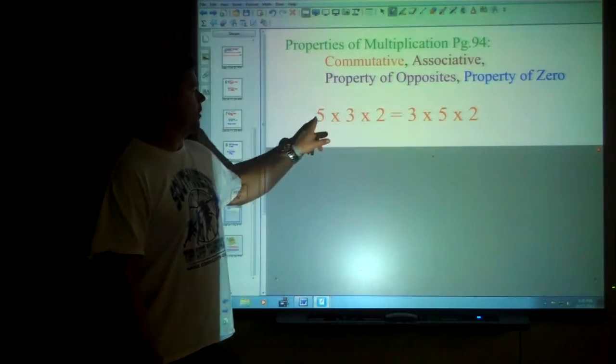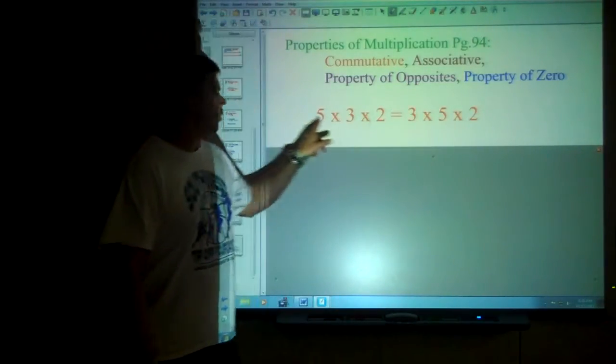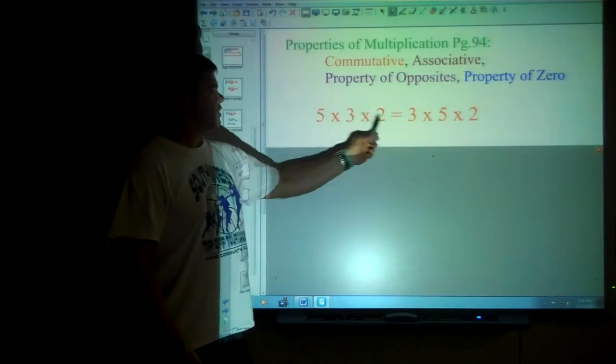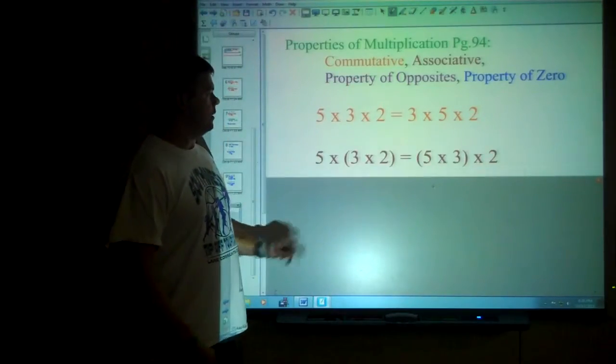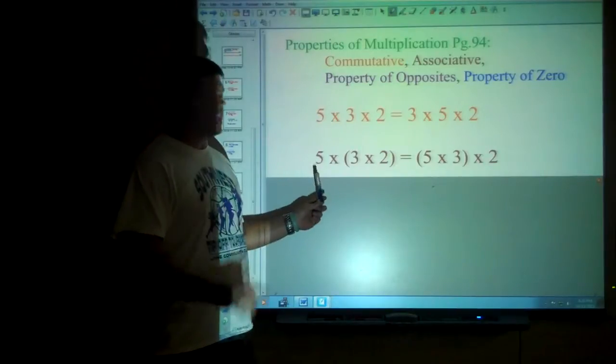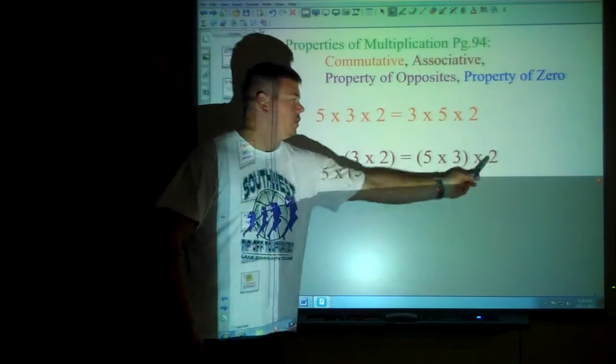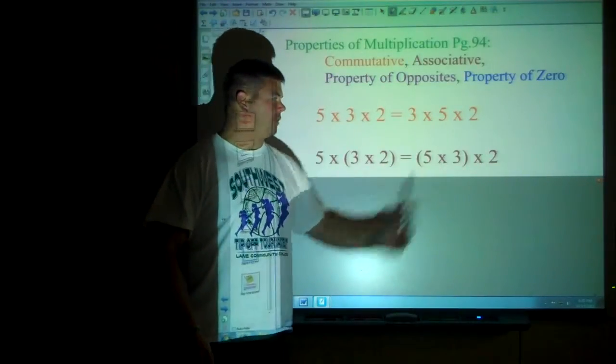So here is an example of the commutative property, where the order doesn't matter. 5 times 3 times 2 equals 3 times 5 times 2. Order doesn't matter. And the associative property, the order stays the same. 5 times 3 times 2 and 5 times 3 times 2, but the parentheses are around different numbers.